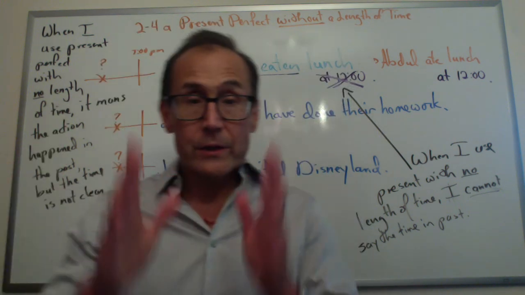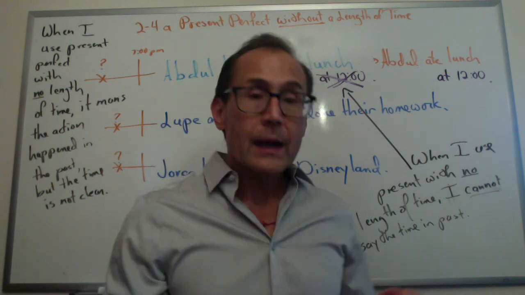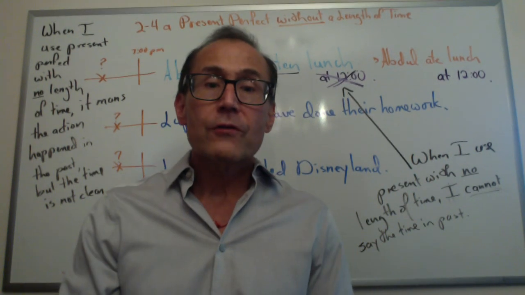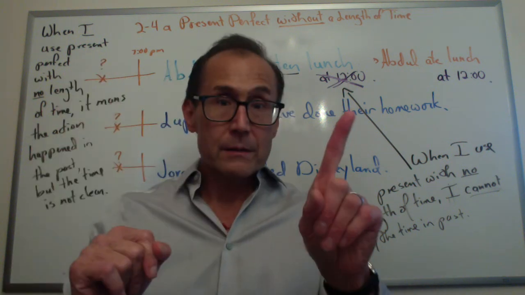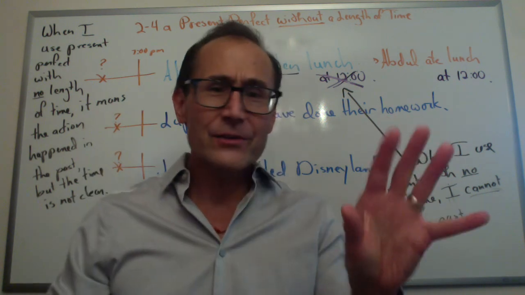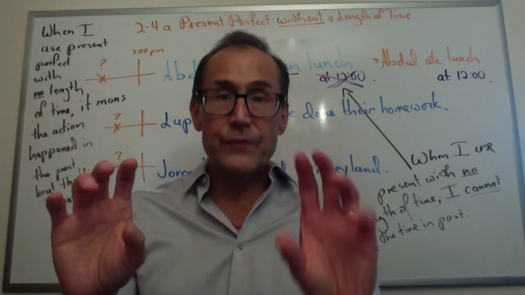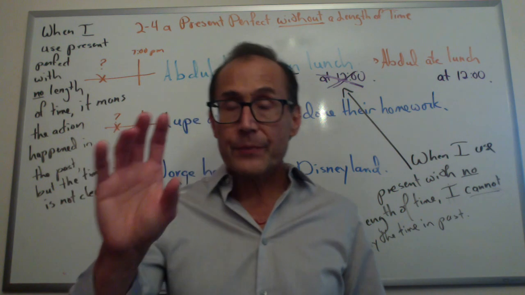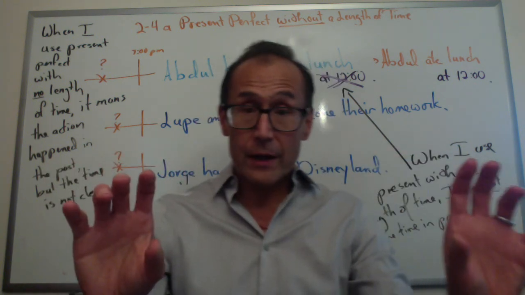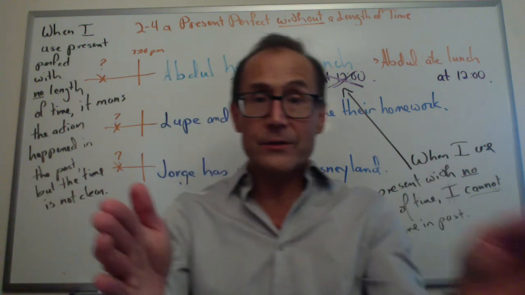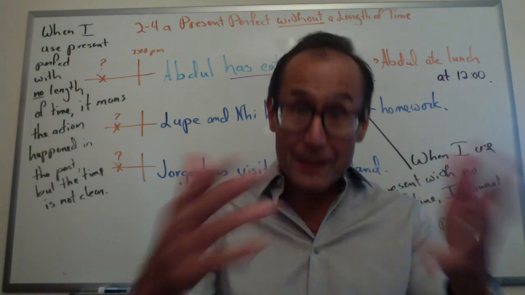So, we learned in the videos before, when I use present perfect, and I use a length of time, like, I have worked on this video for 20 minutes, or since 6:45, then it means the action started in the past, continues to now. So I started working on the video in the past, and I have continued working on it until now, and I'm still working on it.